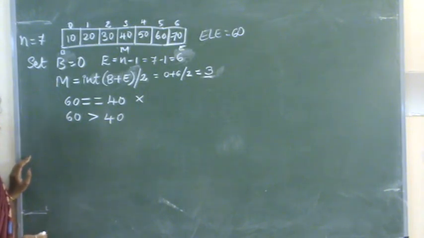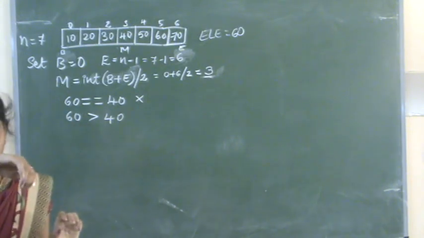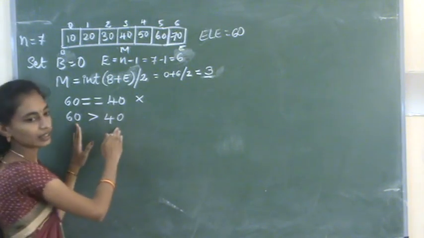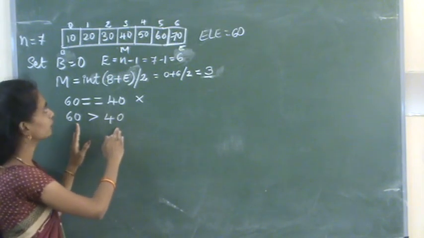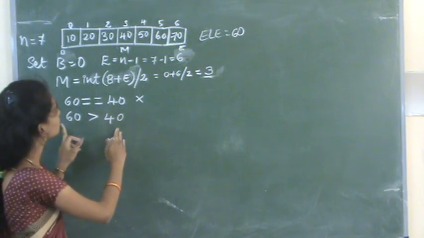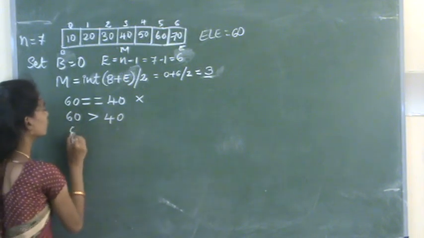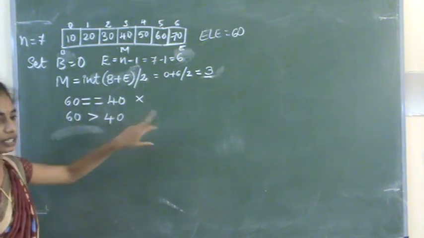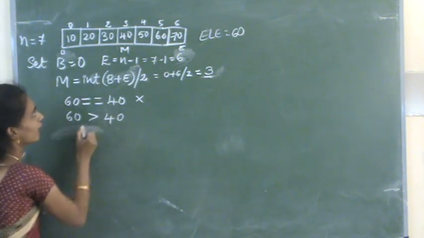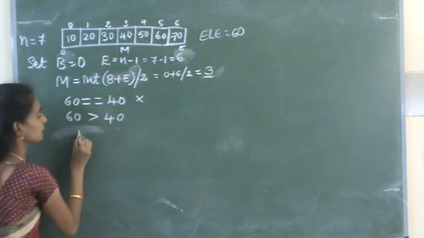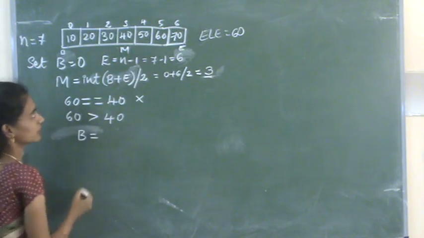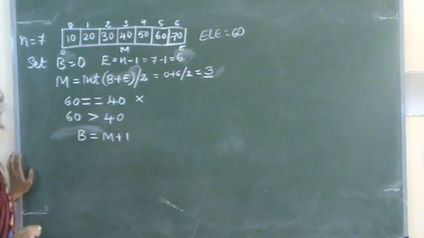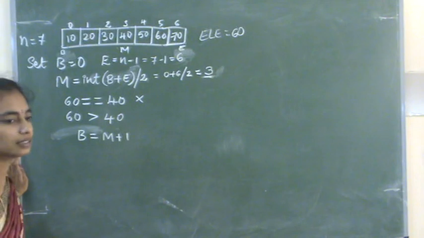60 is greater than 40. No, right? So 60 is greater than 40. No. So now we will check 60 is greater than 40. So this becomes true. Now I will change this beginning value. So beginning is equal to mid plus 1. Okay. So I am increasing the value.